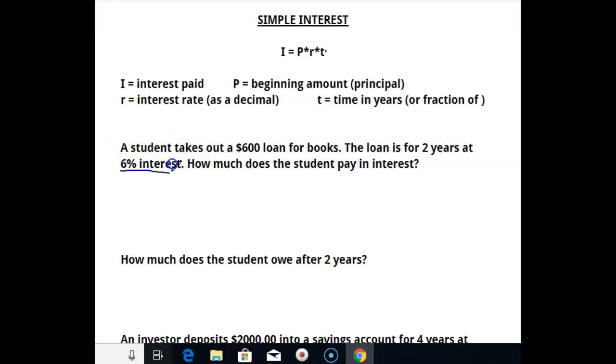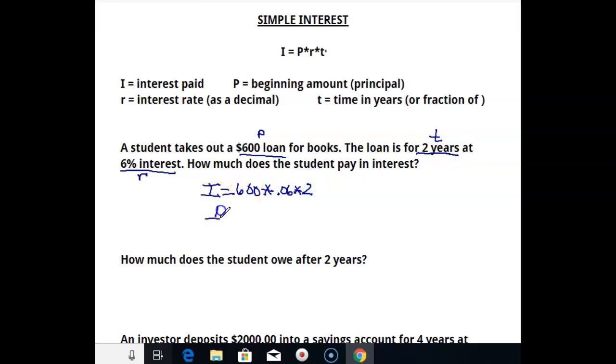So here are, I should use proper English when I teach you guys, the three numbers that are involved. $600 loan is my P, 2 years is T, and the interest of 6% is R. And we're going to change that to a decimal. So it asks us to calculate the interest. So I equals 600 times interest R 0.06 times time, which is 2.